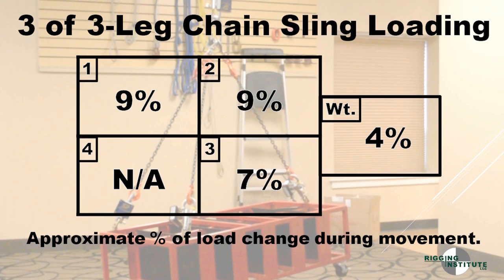Slings 2 and 3 showed the highest increase in loading at 9%. The hoist supporting the load increased by 4%.